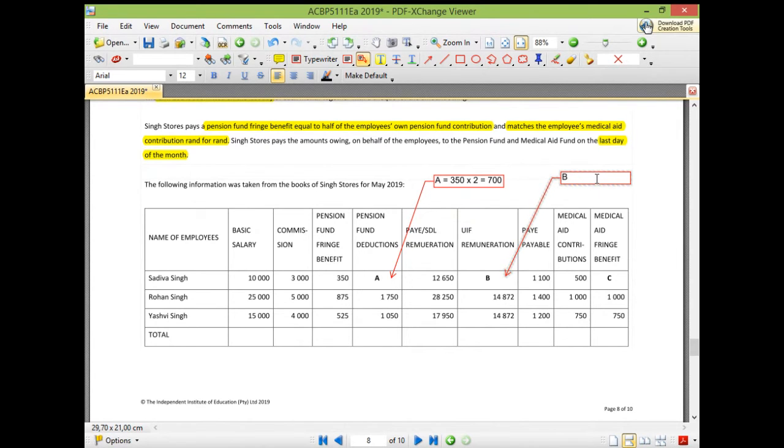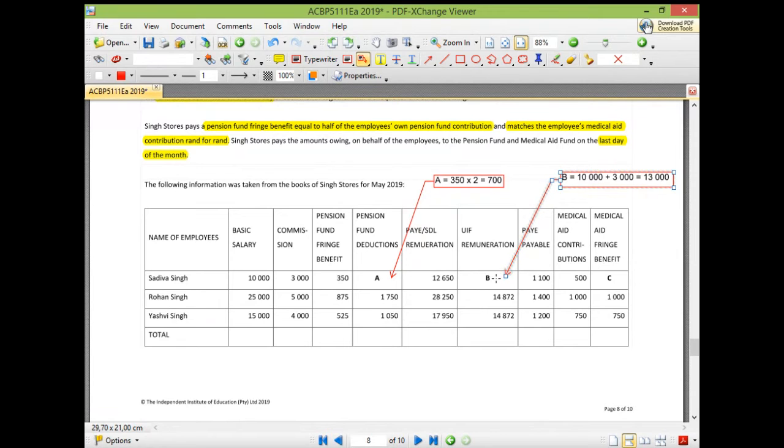Okay, so UIF remuneration is generally calculated using your basic salary and any commission you've earned. We do not include the fringe benefits when we do the UIF remuneration. Okay? So B would have been her basic salary of 10,000 plus the commission that she'd earned would have given you 13,000.